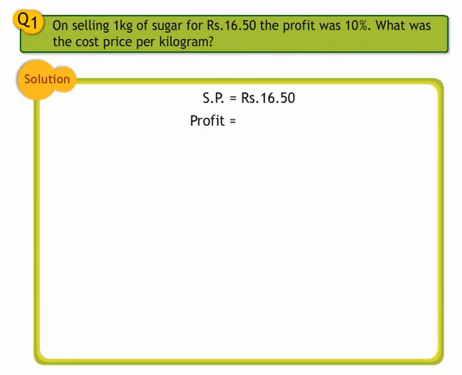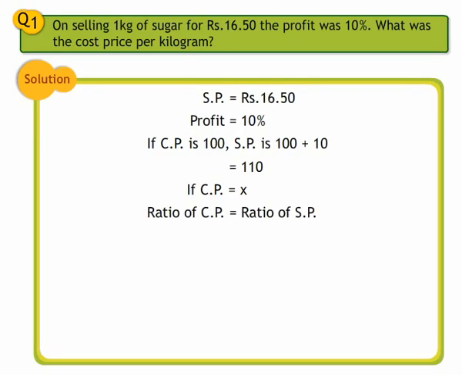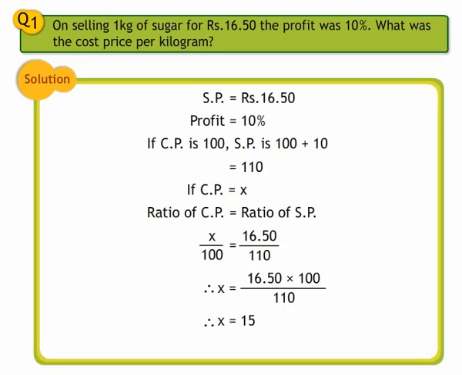Profit is 10%. Suppose cost price is 100, selling price is 100 plus 10, which is 110. Suppose cost price is X. Ratio of cost price is equal to ratio of selling price. X upon 100 is equal to 16.50 upon 110. Therefore, X is equal to 16.50 into 100 upon 110. Hence, on simplification, we get X is equal to 15. Thus, cost price of 1 kilogram of sugar is rupees 15.